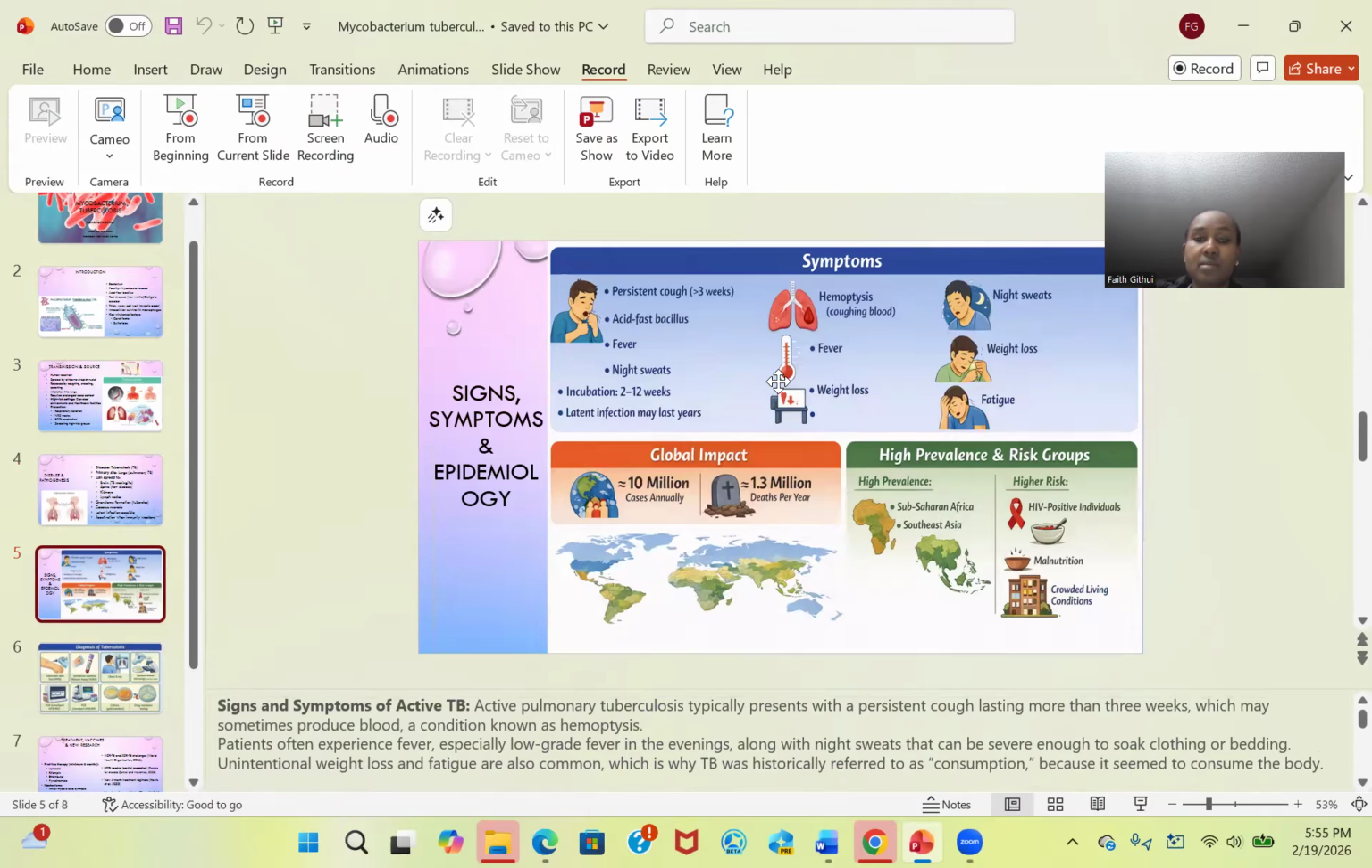The symptoms: persistent cough that may last for about 3 weeks, acid-fast bacillus, fever, night sweats, fatigue, weight loss. The incubation period is 2 to 12 weeks.